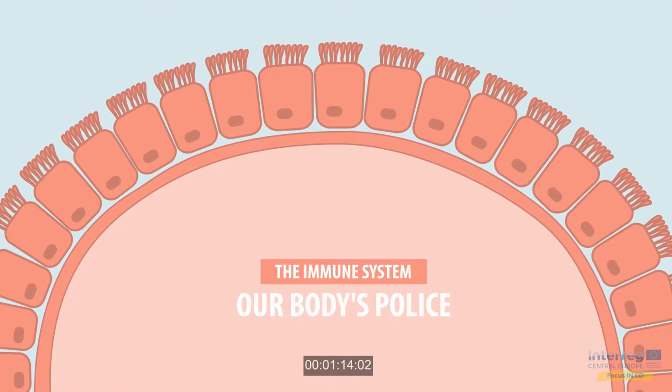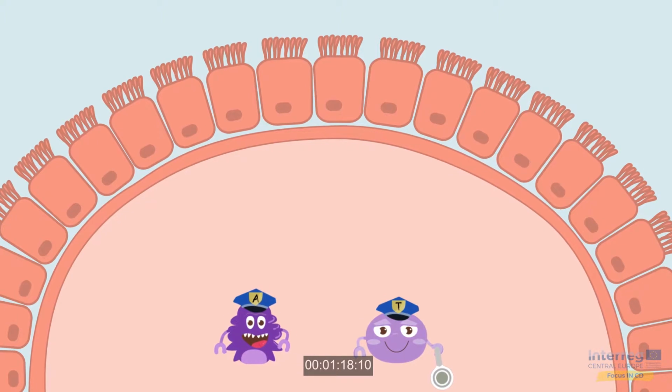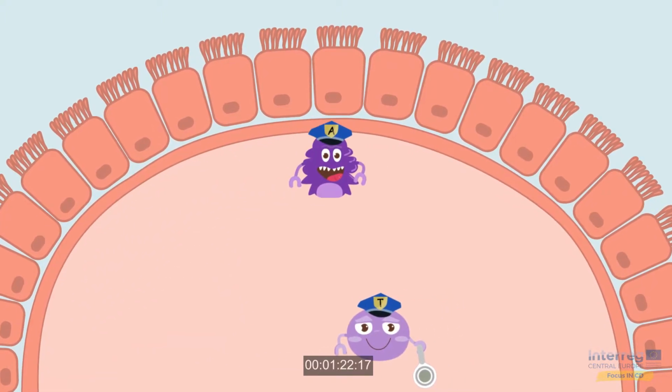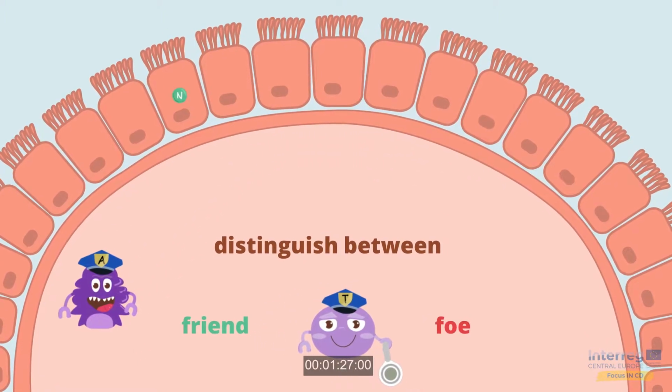The immune system, our body's police. Our immune system is very active in the small intestine. Different immune cells work together like a police force. They have to distinguish between friend and foe.